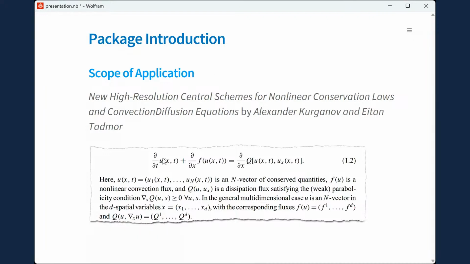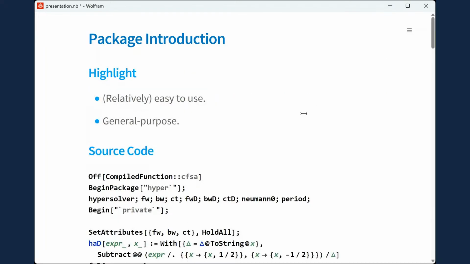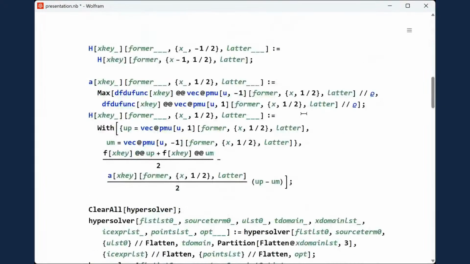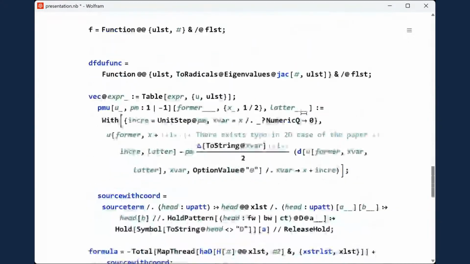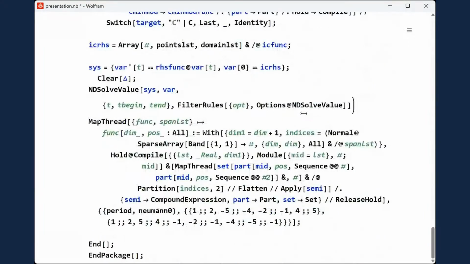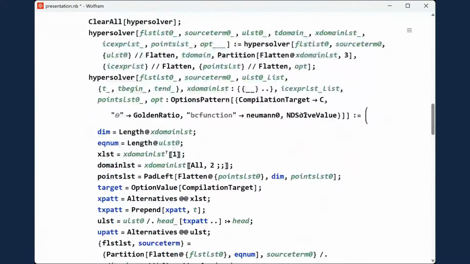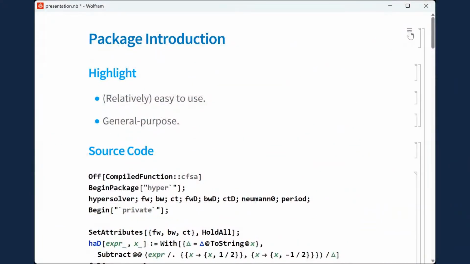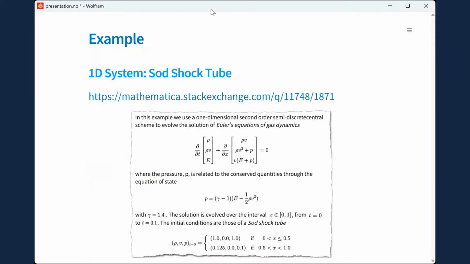The package can be used to solve this type of PDEs. Let's see the examples. It's a bit complicated, but let's go to the examples.